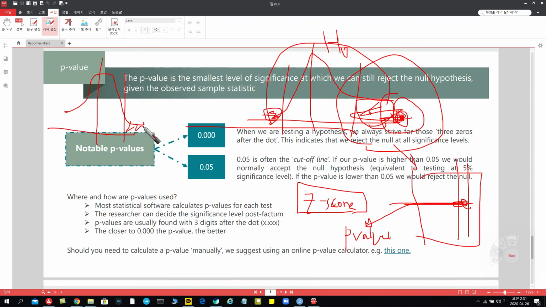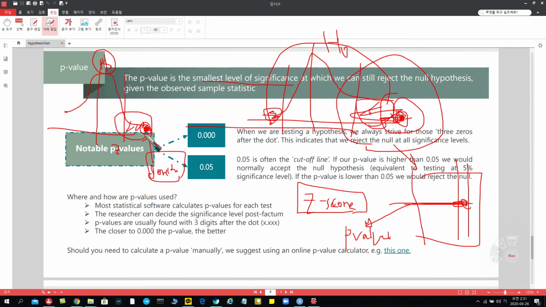This is a rejection part. We have the Z-score here. The p-value, assuming H0, the null hypothesis, is right. The p-value here is the smallest level of significance. Also, this is the density.